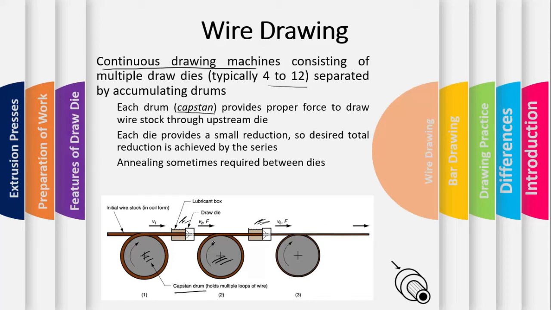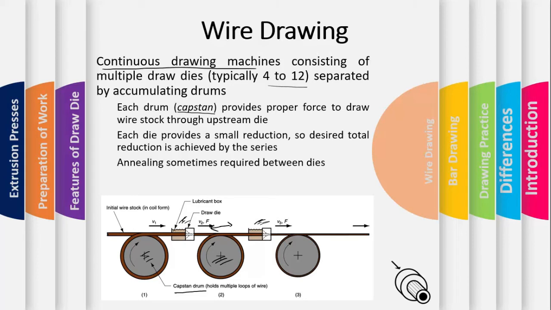Second, you might assume that we could have a single drum to store the wire, so why do we have a capstan drum after each draw die? The purpose is that it's not only storing the wire for continuous supply, it is also keeping it in a stretched position, so that the wire is always stretched and straight. It shouldn't be like the wire is going like this, right? So there is no distortion while performing the drawing operation.